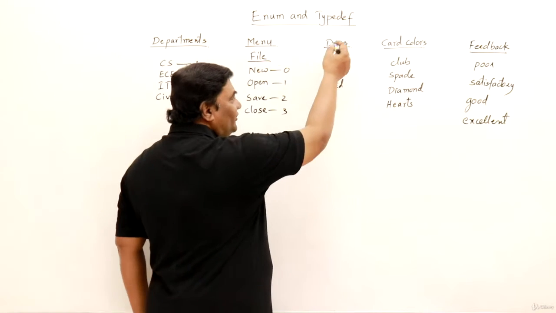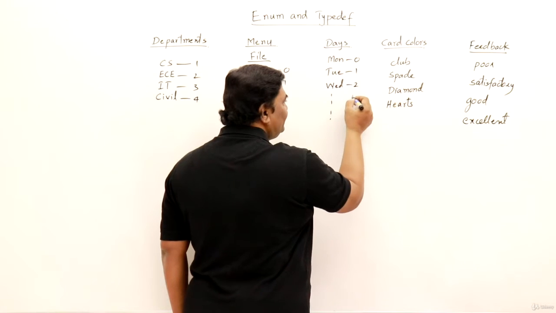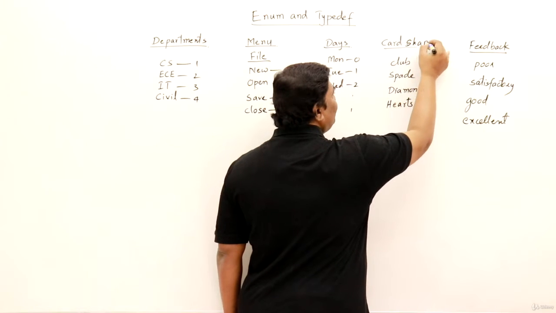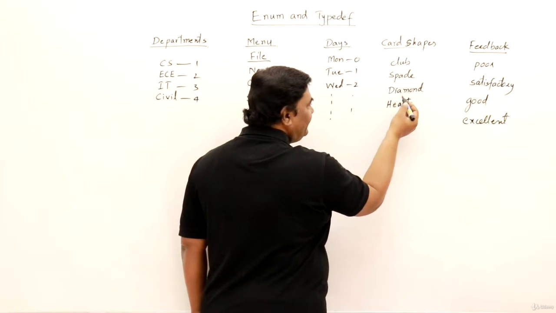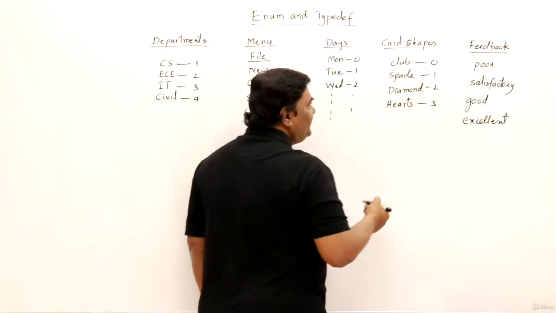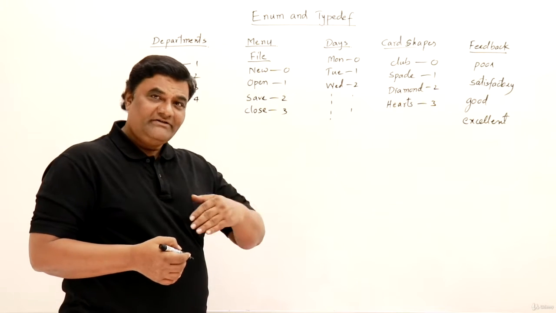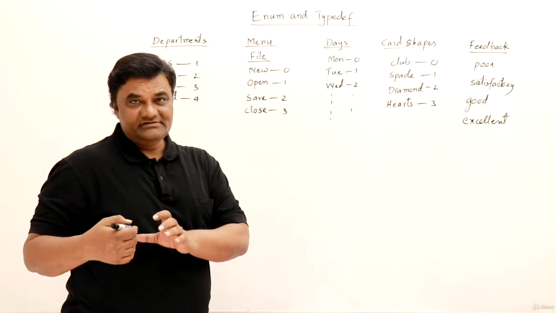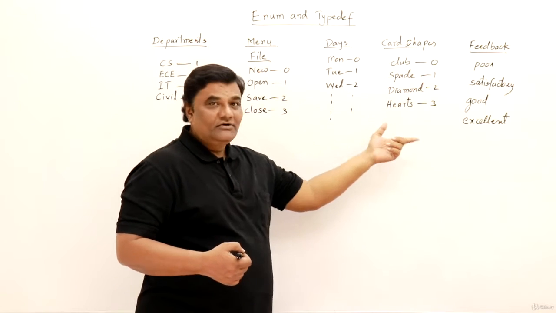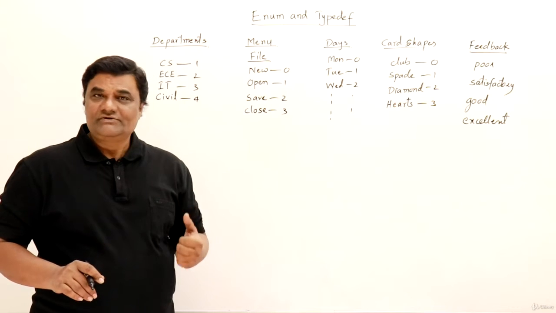Similarly here, if you are using days, then Monday is 0, Tuesday is 1, then Wednesday is 2 and so on. And these are playing cards. See, these are card shapes. So there are 4 different shapes of cards: club, spade, diamond and heart. So for this also you can give codes. So in your application, in your program, 0 means club, 1 means spade. You can treat it like this. So numeric values can represent those words. And same way for the feedback, poor, satisfactory, good and excellent, you can give some codes. So this is a common practice. In daily life also we use codes.